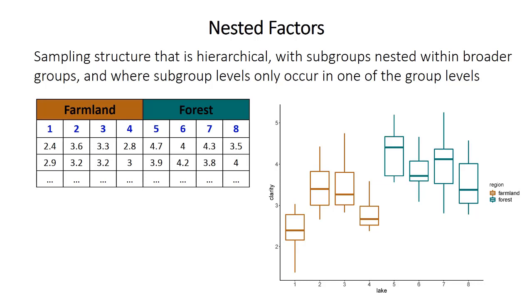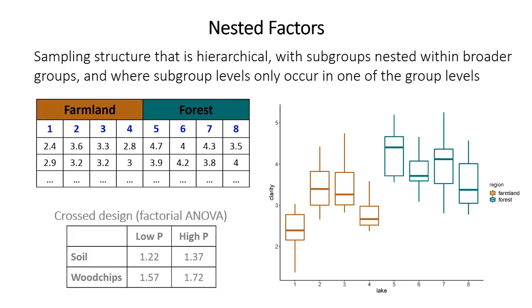So importantly, what makes this nested is that the items, the lakes, occur in only one of the broader group levels. So lakes 1 through 4 occur in farmland, lakes 5 through 8 occur only in forest. You don't have one lake in both types.